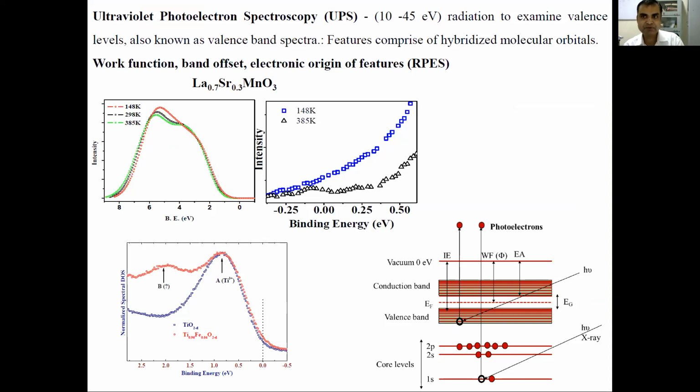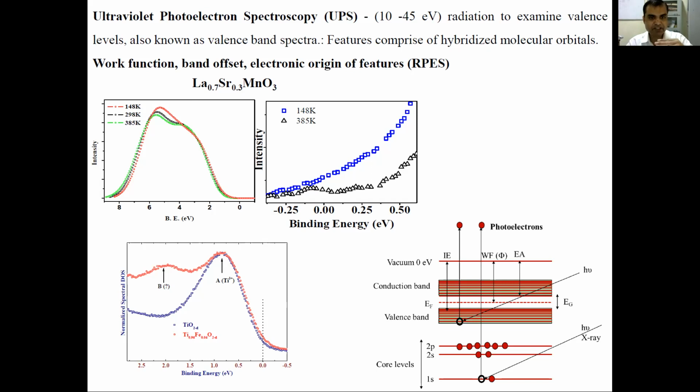But it gives us information about the hybridized molecular orbitals, number one. Number two, it also gives us information about whether the system is metallic or insulating. In a metallic system, you should expect a finite density of states at the Fermi level, which is shown here. You can see that the same material, La0.7SrMnO3, is known to show a transition from a high temperature semiconducting state to a low temperature metallic state close to 350 Kelvin.